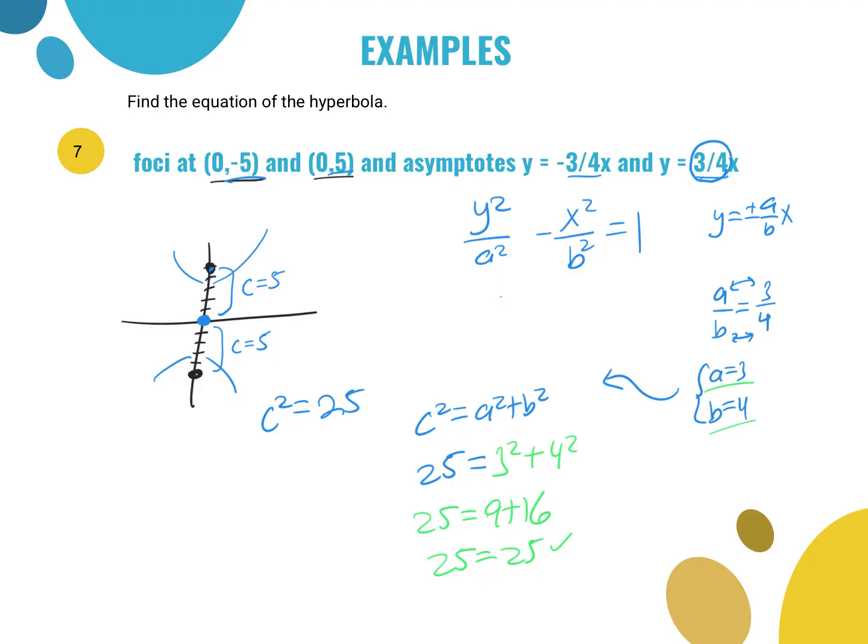And that would make these 3 squared, which is 9, over b squared, which is 16, right?